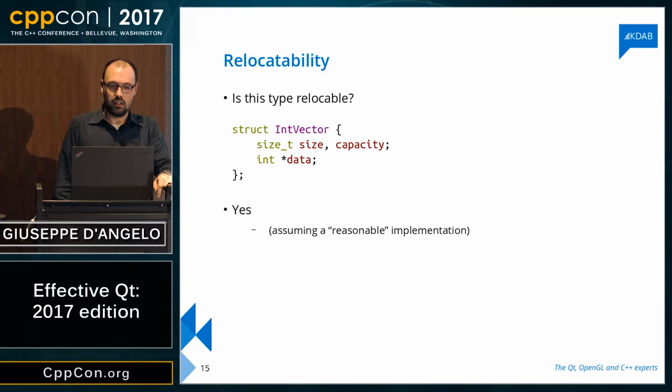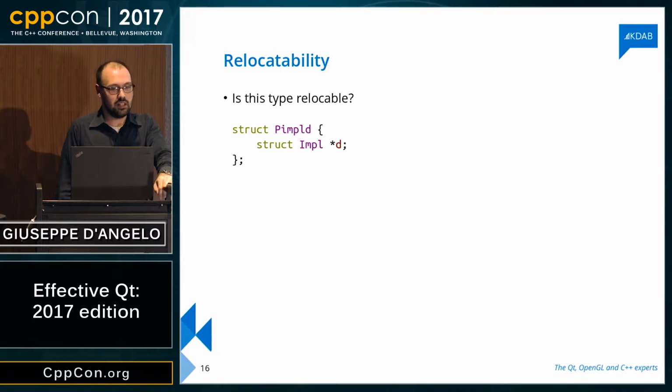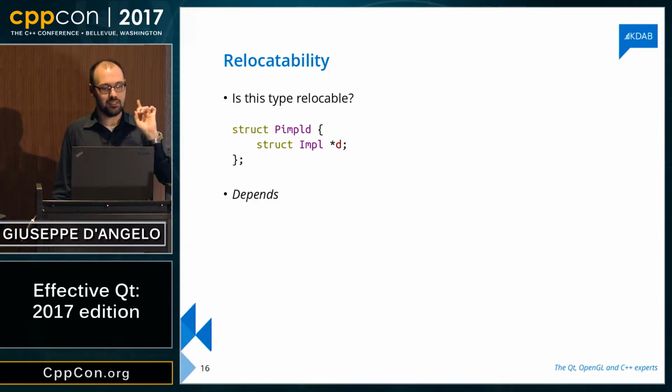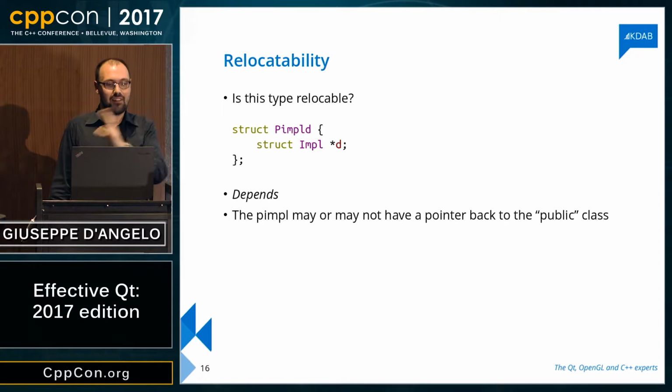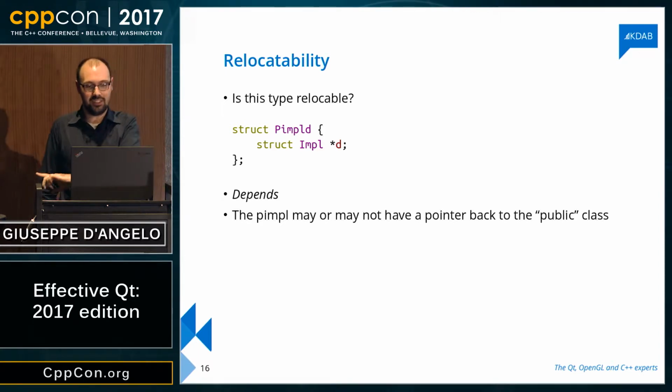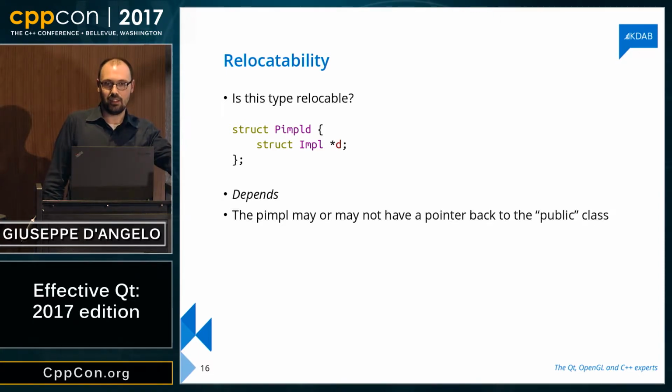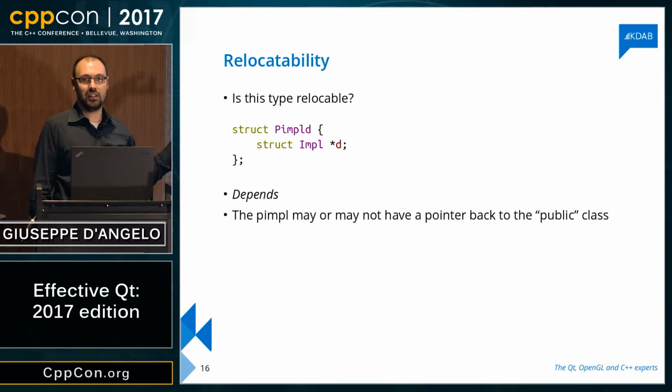Yep. Let me ask something else. Can I relocate instances of this type? So this is like a pimpl type. The type is just a pointer to a struct which contains the actual data. It's somewhere else in memory. Can I relocate this type? You say yes, but the actual answer is it depends. It depends on whether the private part has a pointer back to the public one. Because if that's the case, you cannot relocate this in memory.